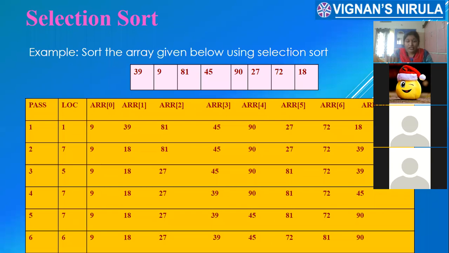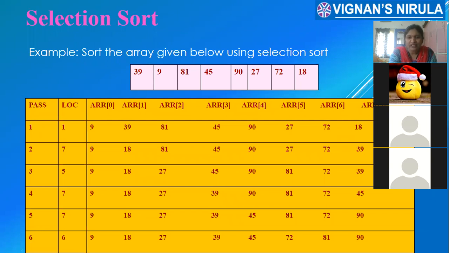So in the next pass, initially what do you need to take as the smallest? 90, ma'am. What is the location of the smallest? 4 initially. It needs to be compared with the next element. What is the next element? 81, ma'am. Is it smaller? Yes, ma'am. Now the smallest becomes 81. Location becomes 5, ma'am.